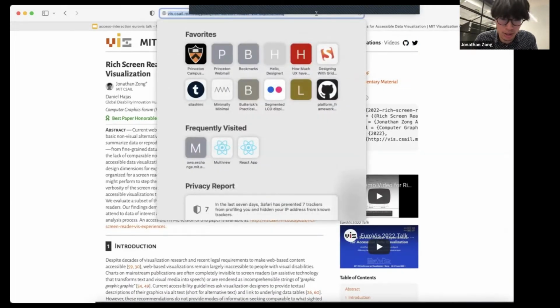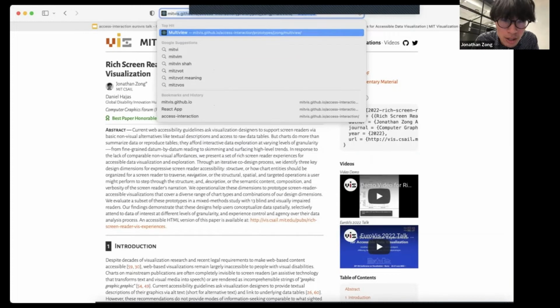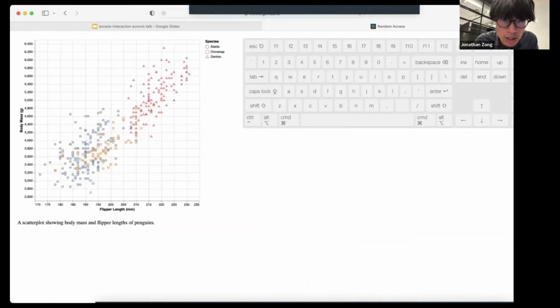So, all right. Pulling up my screen reader again. Okay, cool. Whoops. Is the VoiceOver window visible? No? Yes? Okay. I think that meant yes. All right. Cool.